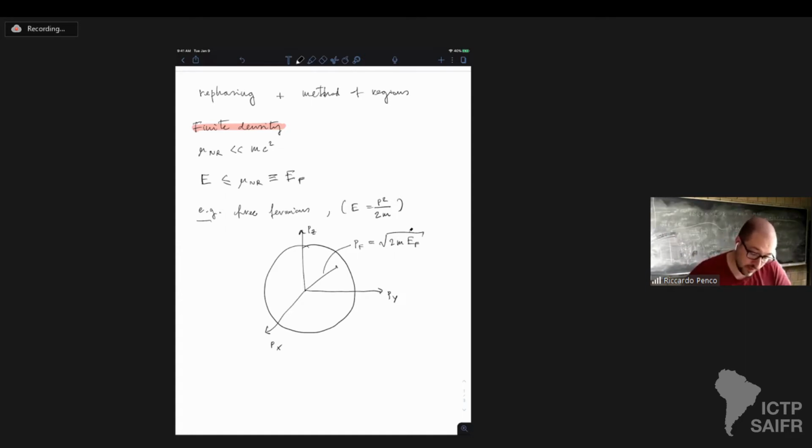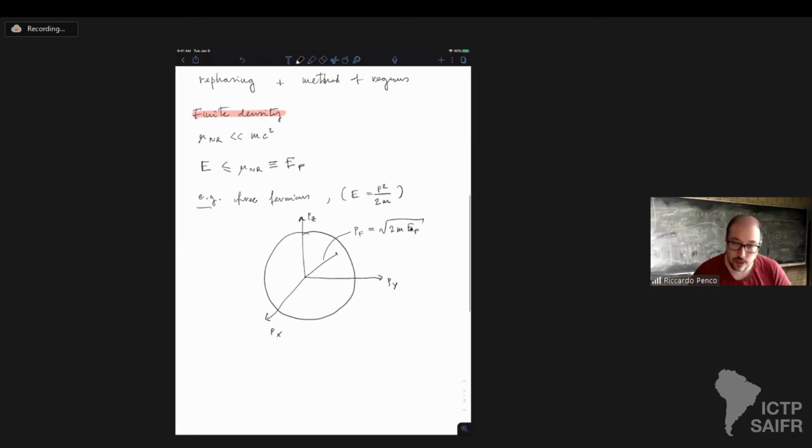Now, in the presence of interactions, the relation between p_F and E_F can become more complicated. So in general, it's going to be some function of p_F. And for what I'm going to say today, the precise form of this function will not really be important.